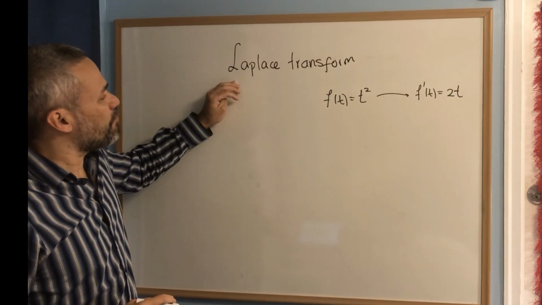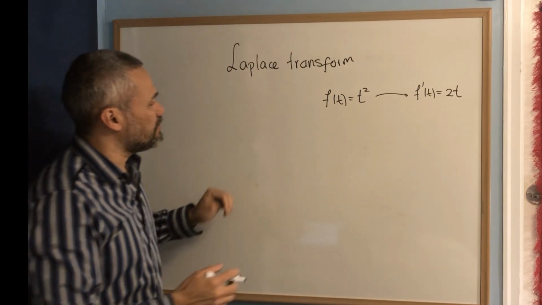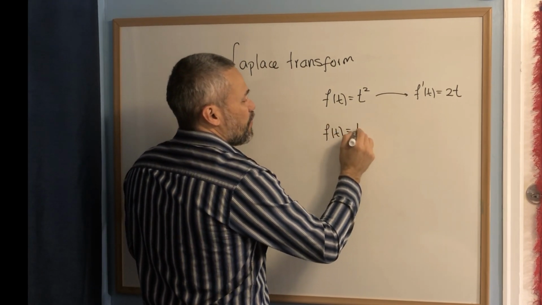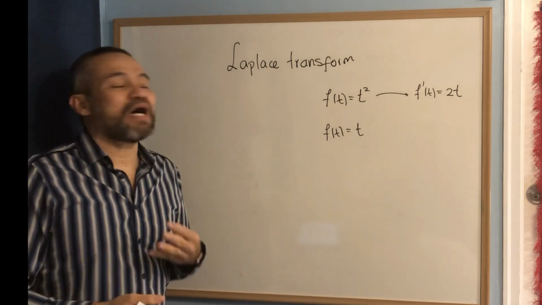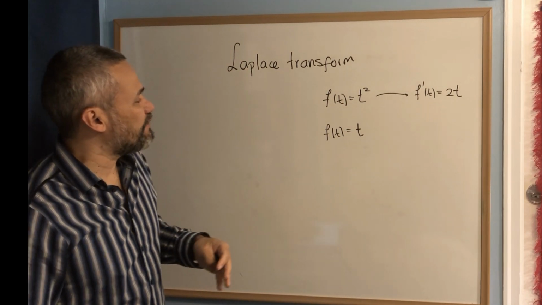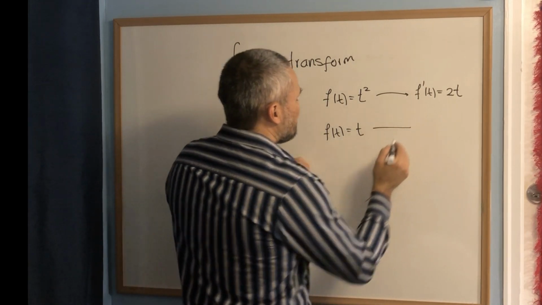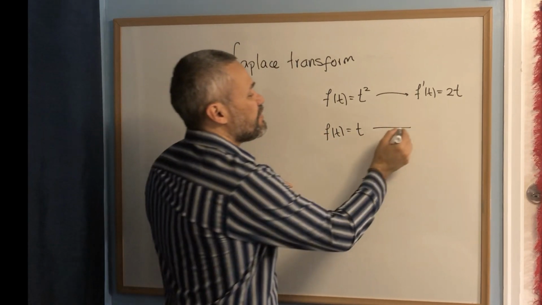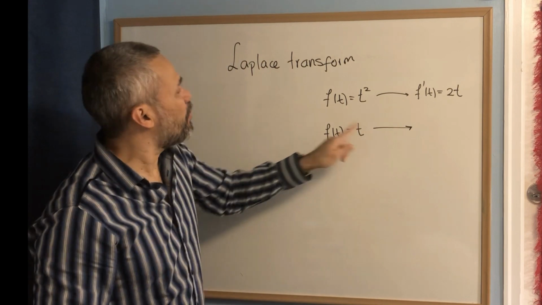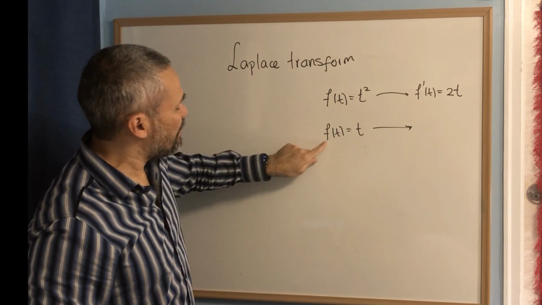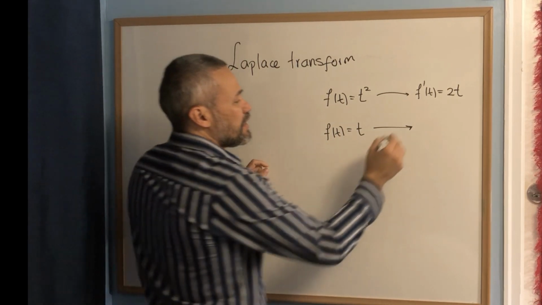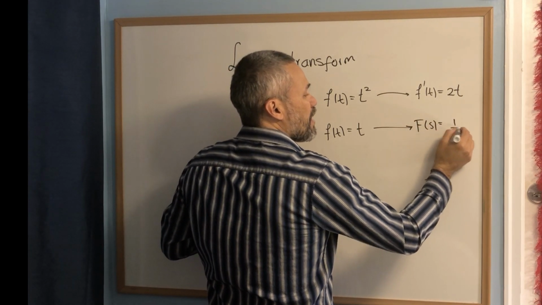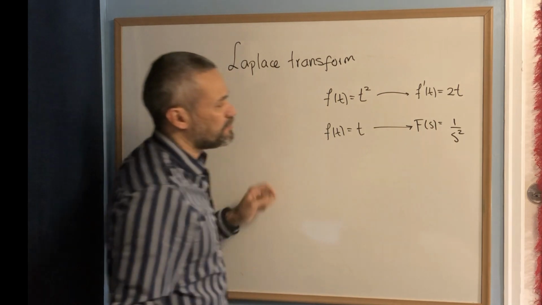The Laplace transform will take a function, let's say it takes the function f of t equal t, and it will produce another function. But one of the differences is that the independent variable of the initial function, which is t, is different from the independent variable of the Laplace transform. The Laplace transform of this function is this function, f of s equal 1 over s squared.